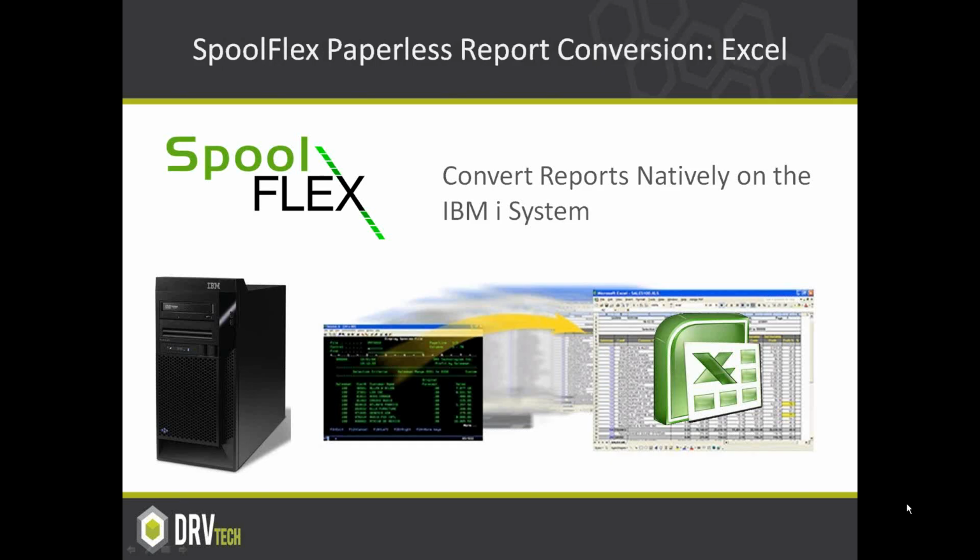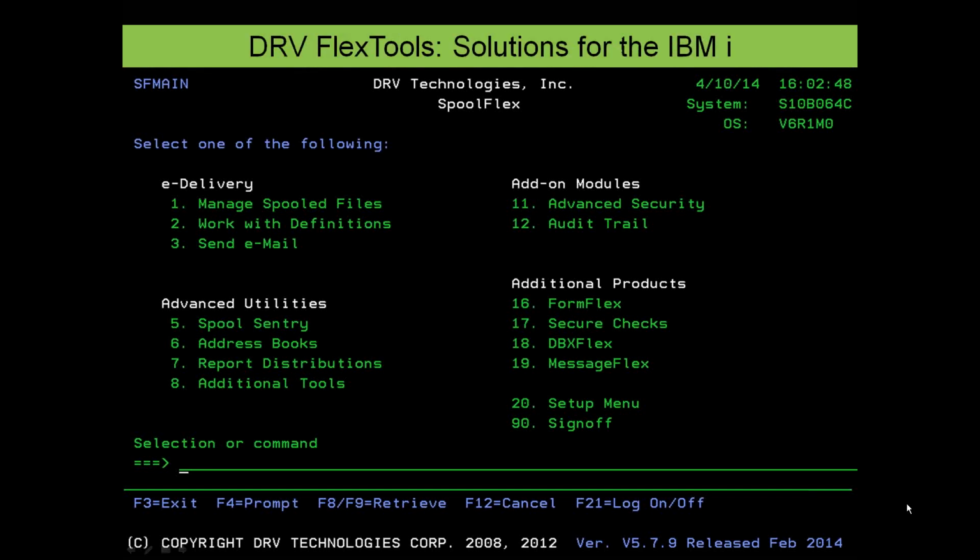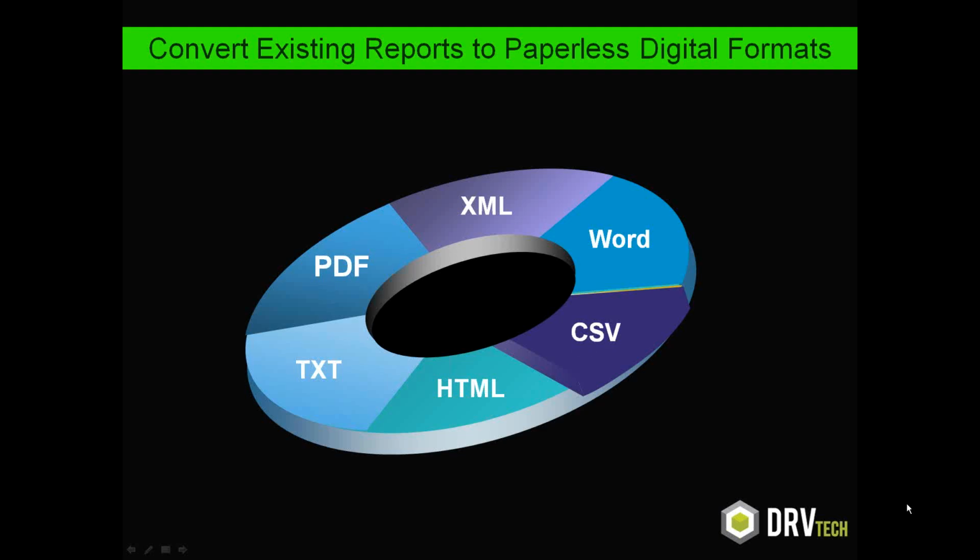and PDF. The software is modular, so you can build a paperless report solution to fit your unique requirements and budget. SpoolFlex software runs natively on the IBM i, iSeries, and AS400 to modernize application output by converting spool files directly to PC-friendly formats without programming, modifications, or a PhD in computer science.